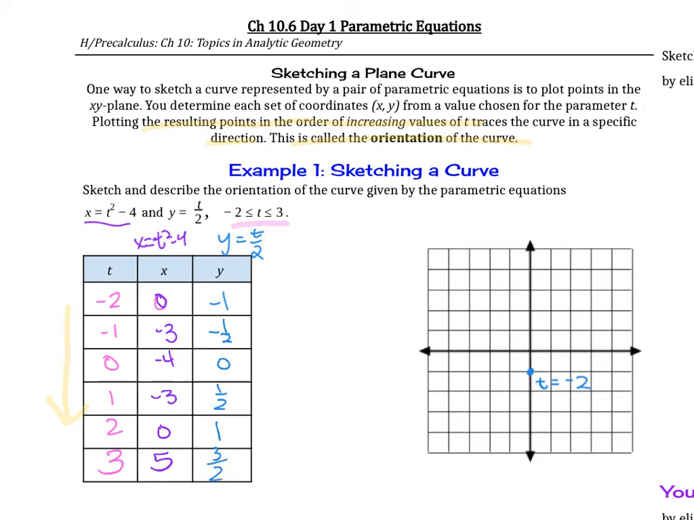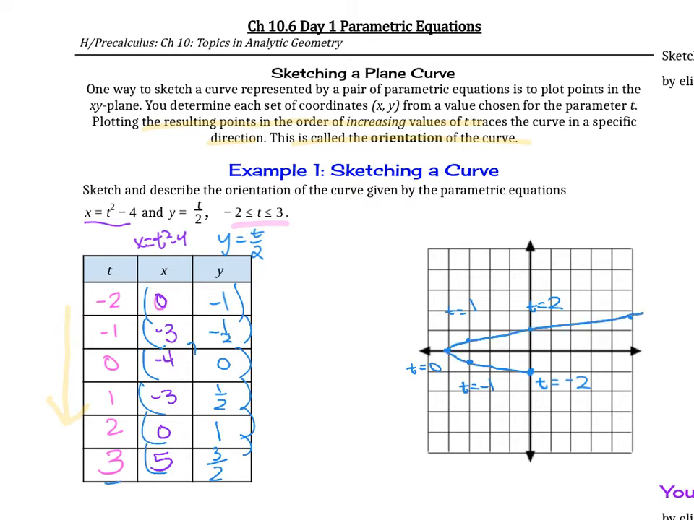So let's finish plotting our points. We have t equals -2. These are our ordered pairs. Then at x is -3, y is -1/2, that is at time equals -1. Then at x is -4, y is 0, that is when time equals 0. Then at -3, +1/2, that's time equals 1. And then at 0, +1, that's time equals 2. And then at time 3, we're at 5, 3/2.